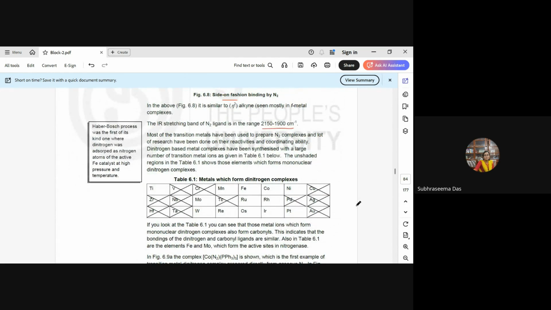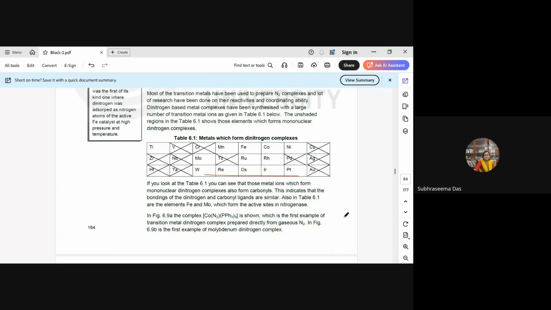So most of the transition metals have been used to prepare nitrogen complexes, and a lot of research has been done on their reactivities and coordinating ability. Dinitrogen-based metal complexes have been synthesized with a large number of transition metals. In this table you can see the elements which form mononuclear dinitrogen complexes. Very few form such complexes.